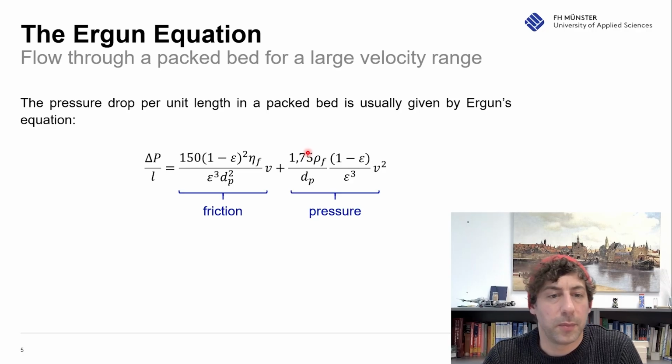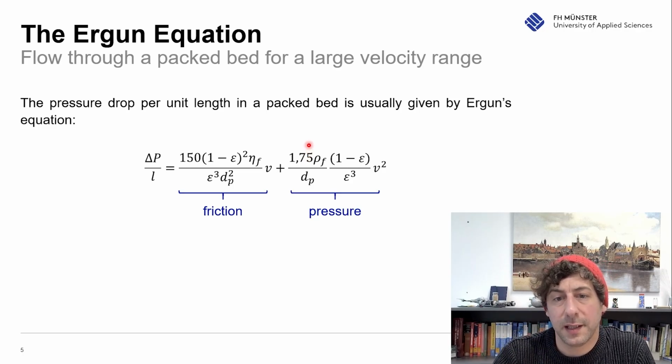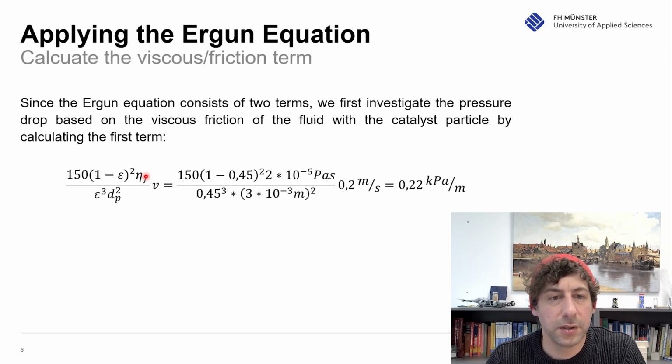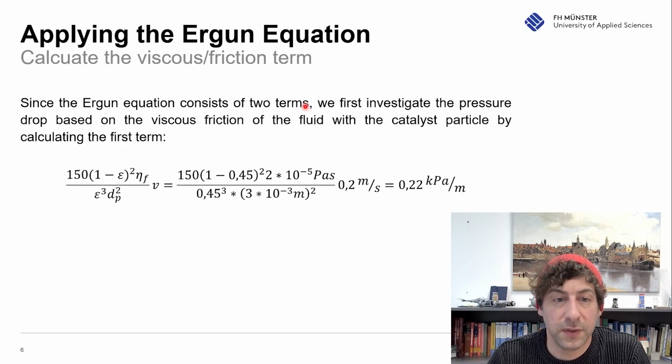So we can directly start with B, because A is to calculate this and B is to calculate this, and it's easier to calculate first friction and pressure and then overall. So the Ergun equation consists of two terms. We first investigate the pressure drop based on the viscous fraction. That's the first term in the equation.